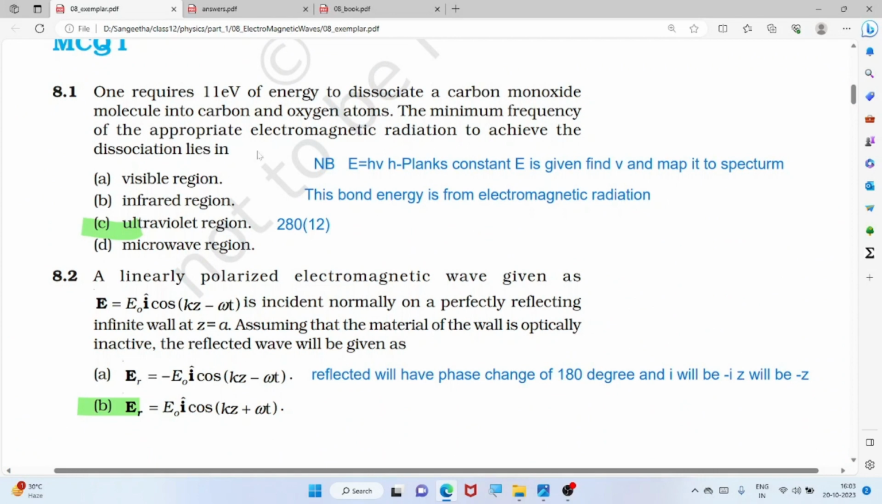One requires 11 electron volt of energy to dissociate a carbon monoxide molecule into carbon and oxygen atoms. What is the minimum frequency of the applied electromagnetic wave to achieve this? To dissociate the bond, we have to apply this many electron volts of energy. That energy comes from the electromagnetic wave. So they are asking the frequency of the applied electromagnetic radiation to achieve this.